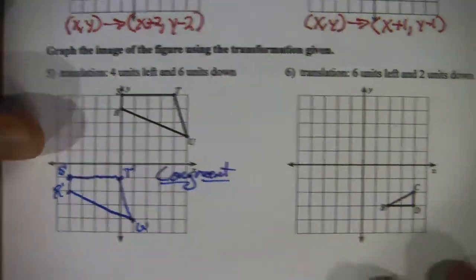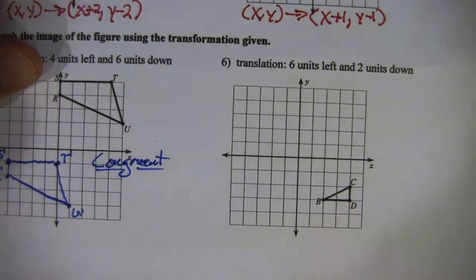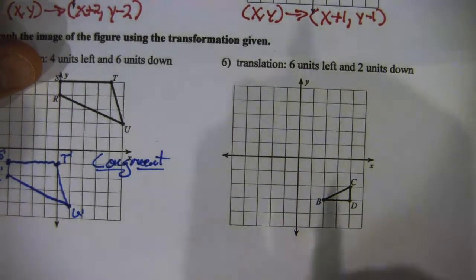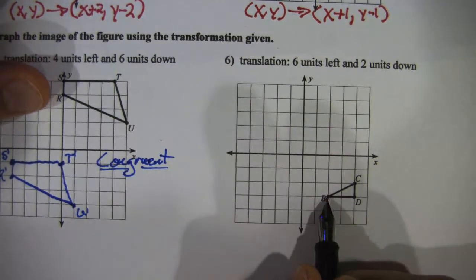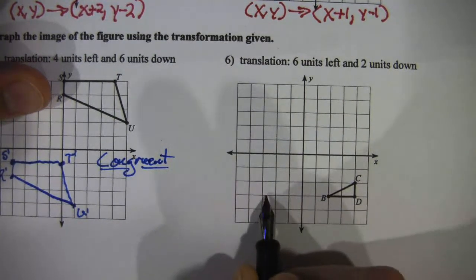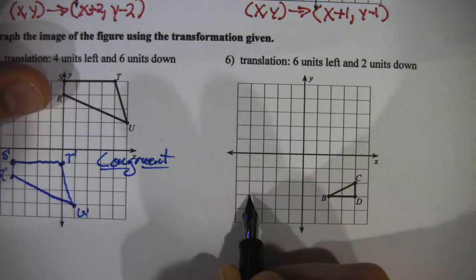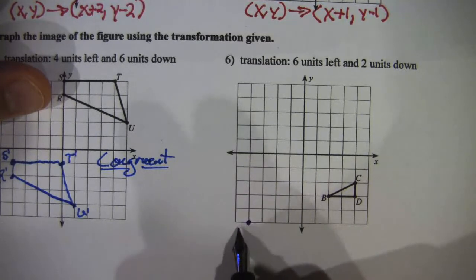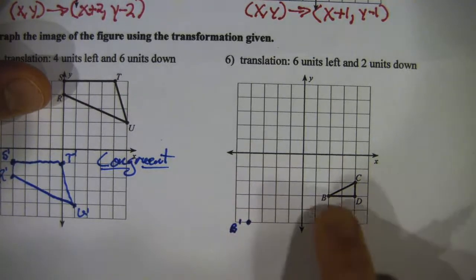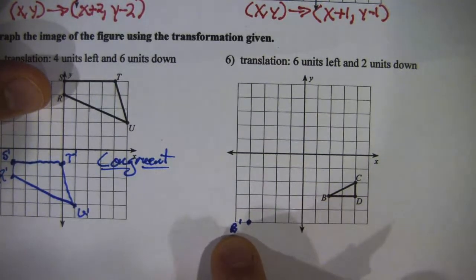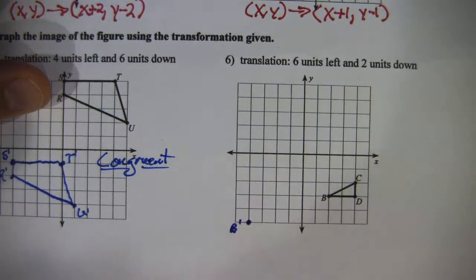All right. Let's try another one. This one's kind of smallish, and that's okay. We're going to go 6 units to the left and 2 units down. So I'm going to start with B. So 6 to the left. Let's count it off. 1, 2, 3, 4, 5, 6. And then 2 units down. 1, 2. There is B prime. Make certain you're labeling your points. We want to know what the original pre-image and the final image end up and what they look like.